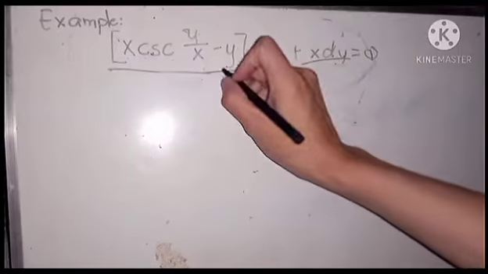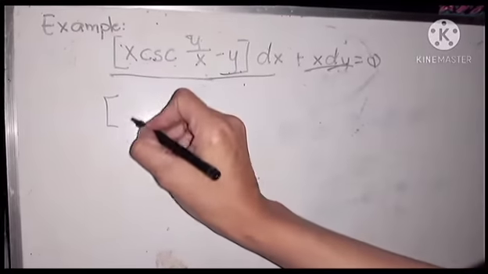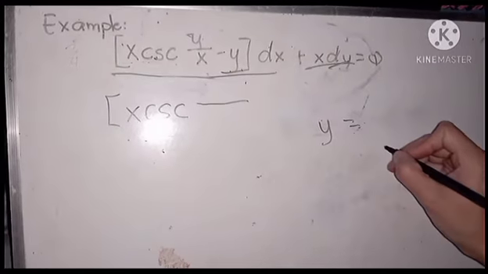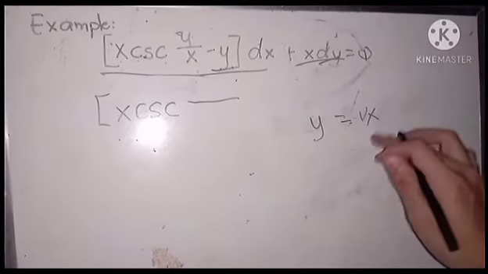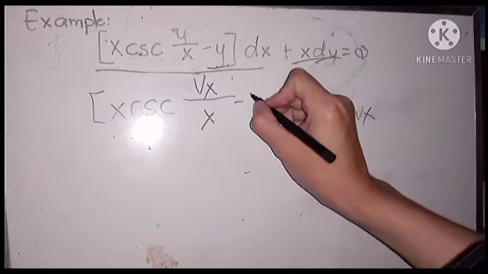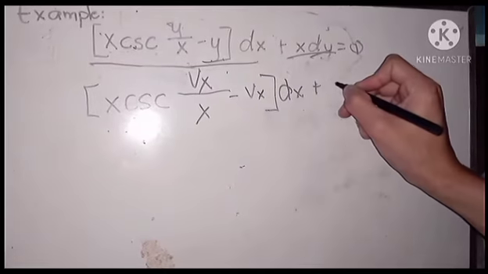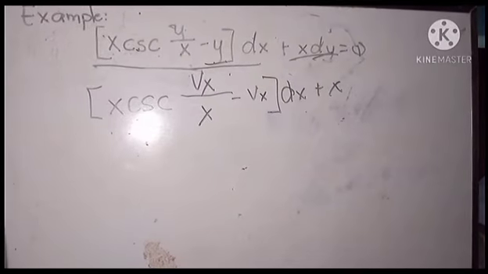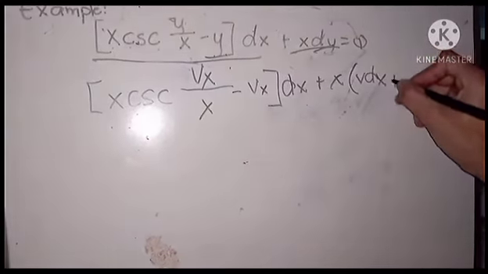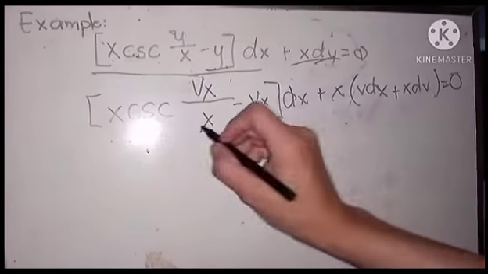So distributing the value of y and dy that we got earlier, rewriting this equation into x cosecant, since the value of y is vx, we just put this value in here. So vx over x, then y is equals to vx, dx plus x, and the value of dy is v dx plus x dv is equals to 0. So we need to simplify this, so cancel out x.